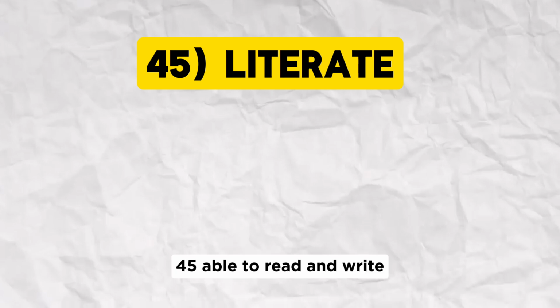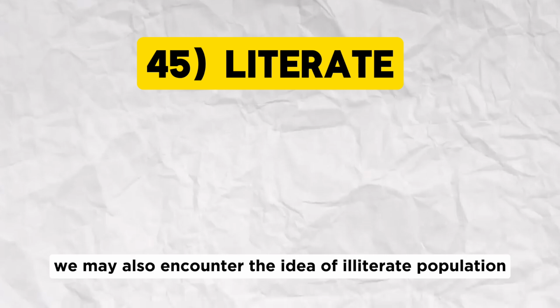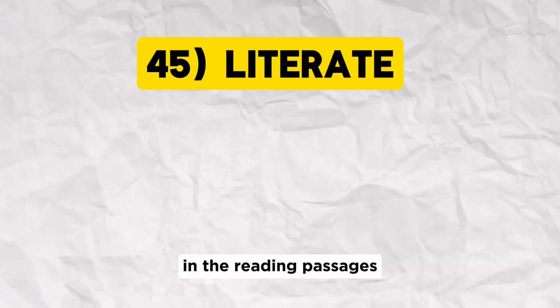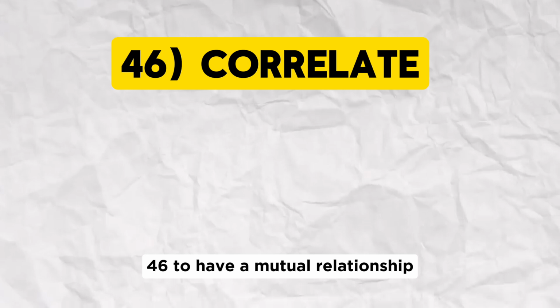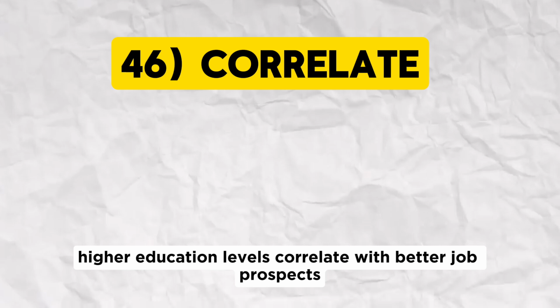45. Literate. Able to read and write. You can be computer literate or highly literate. We may also encounter the idea of a literate population in the reading passages. 46. Correlate. To have a mutual relationship or a connection between 2 or more things. Higher education levels correlate with better job prospects.